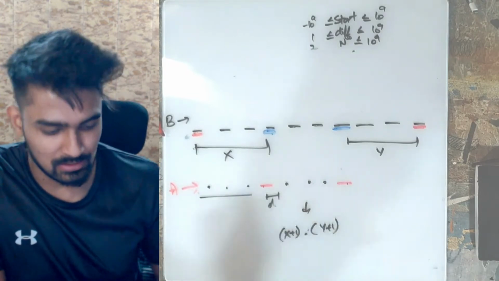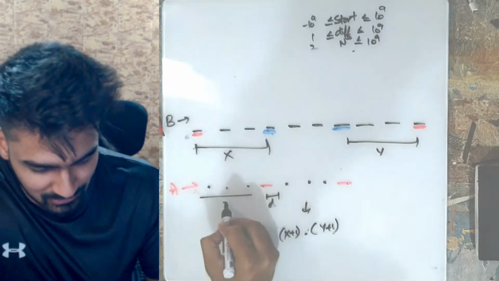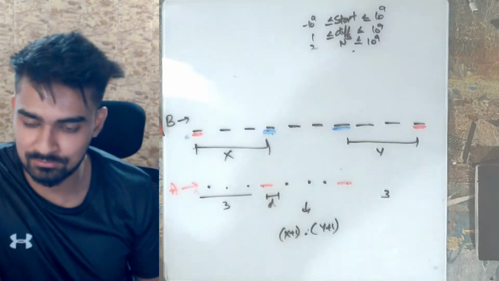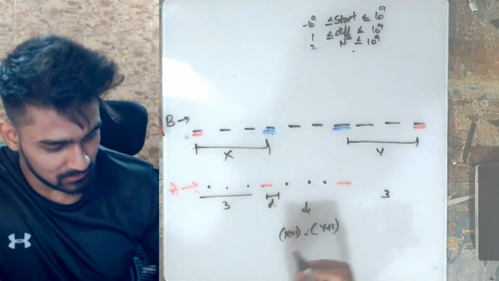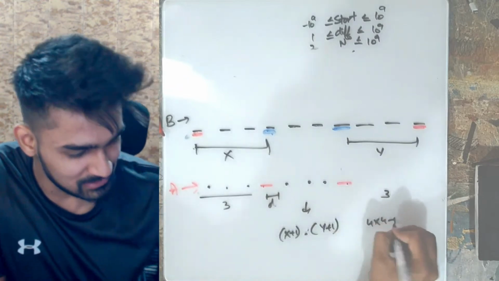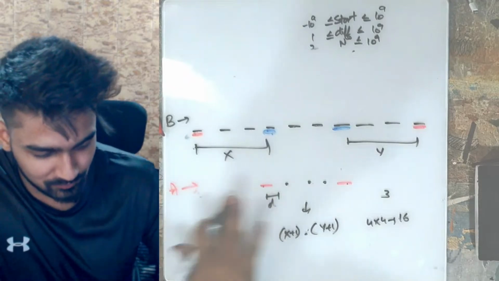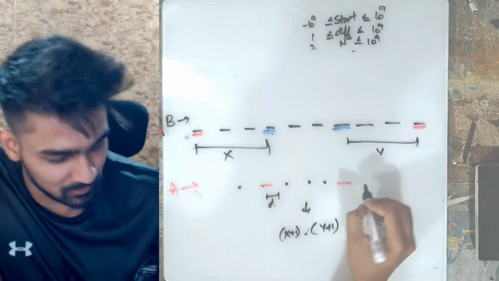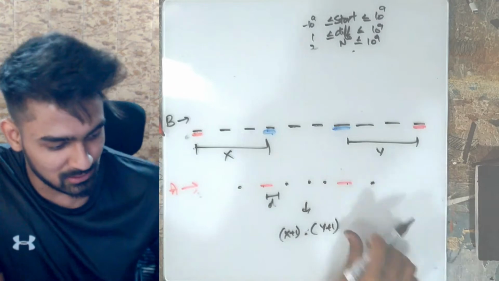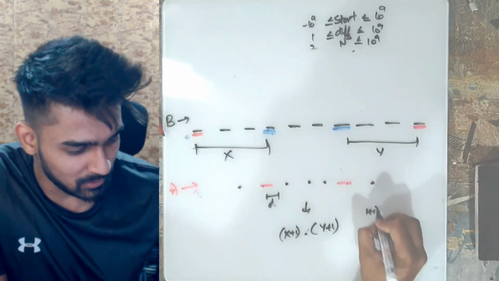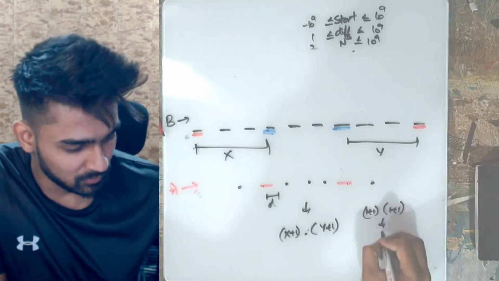The reason is that you're able to add 3 values here, and let's say 3 values here. Your answer would be 4 into 4, which is 16. The reason is that, for simplicity, let's say you're only able to add one value. Your answer would actually be (1 plus 1) into (1 plus 1), which is 4.